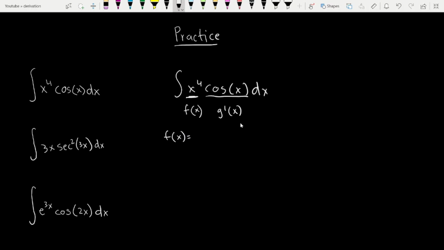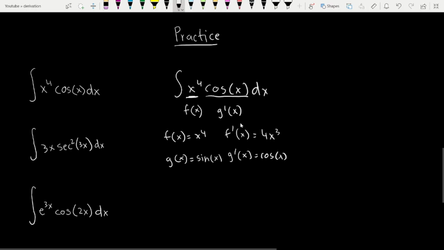And my f of x is equal to x to the power 4. And my f prime of x is going to be equal to 4x to the power 3. And then I'm going to have my g prime of x, which is cosine x. And if I integrate it, I know that the integration of cosine x makes it sine x. So now you can just go ahead and apply the simple formula.